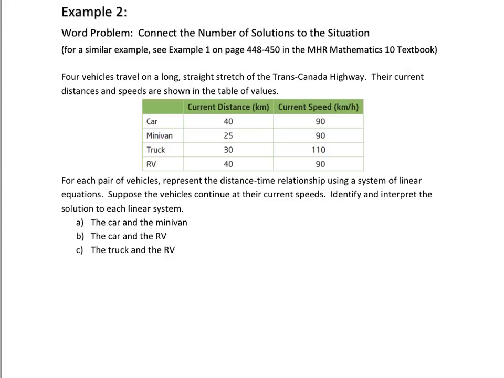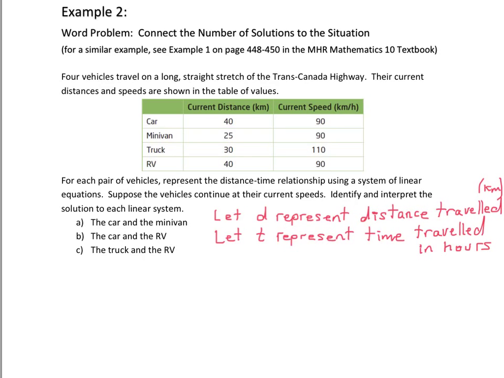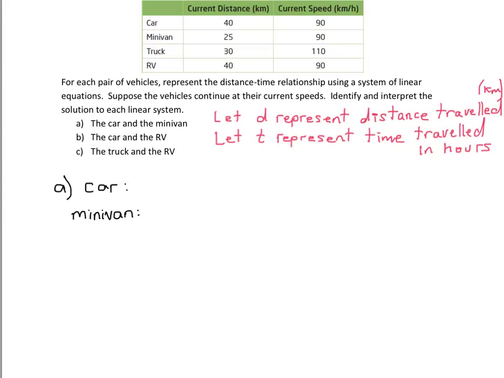Suppose that the vehicles continue at their current speeds. Identify and interpret the solution to each linear system. So first we need to identify a couple of variables that we can use in each equation. Our first variable is going to be d, and we're going to use it to represent the distance traveled in kilometers, and then we're going to use t to represent the time traveled in hours. In part A of this question, they want us to compare the car and the minivan. So we're going to set up equations to represent each one.